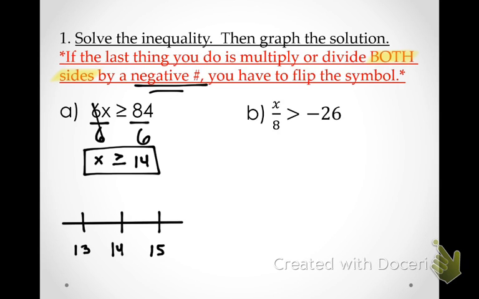First, you need to decide whether it's an open circle or a closed circle. Does anybody remember which one this would be? All right, JD says closed. Why is it closed?